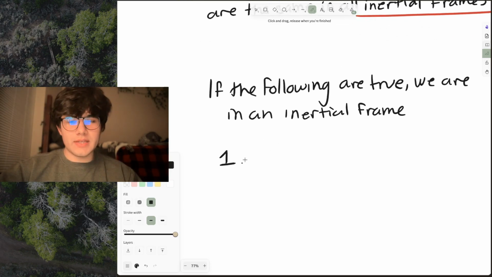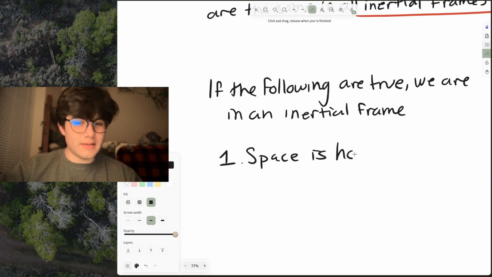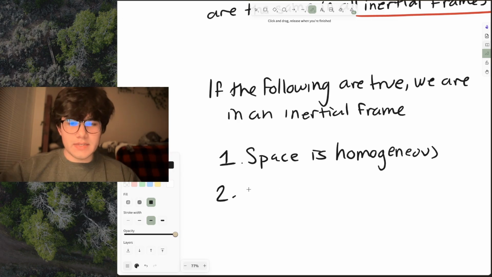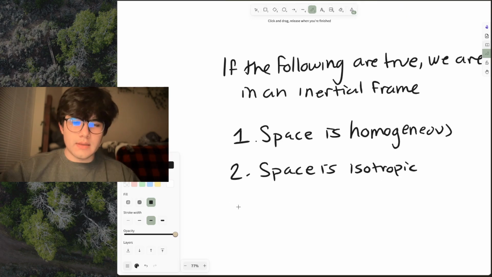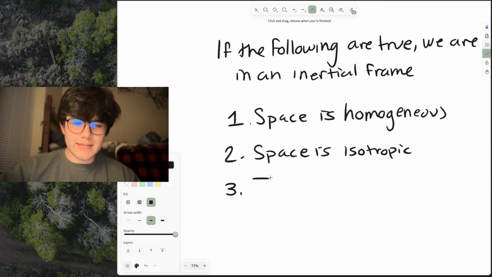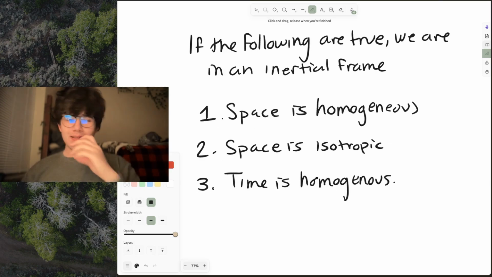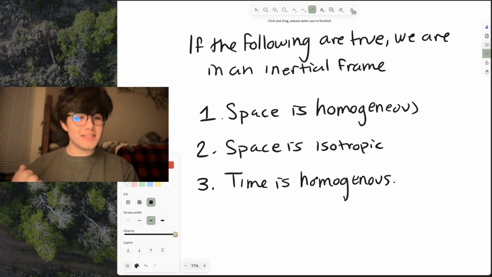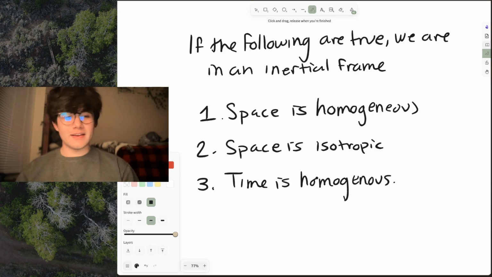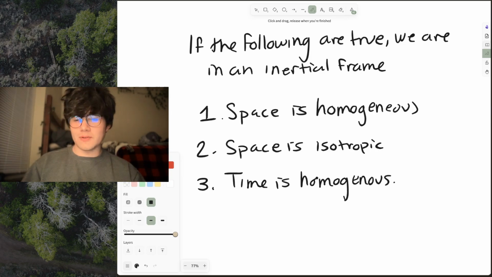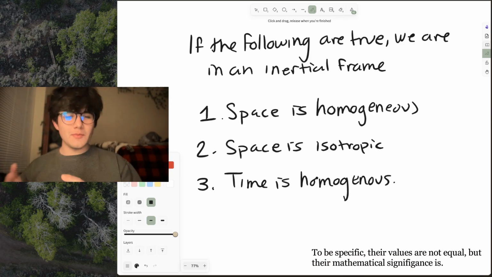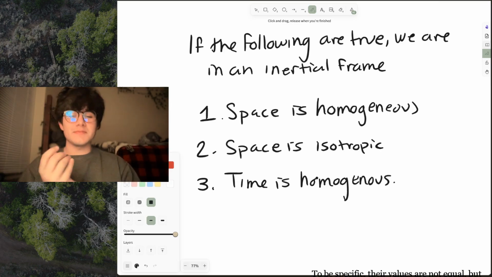The first condition is that space is homogeneous. I'll get to what that means. Secondly, we say that space is isotropic. And third, we say time is homogeneous. So first, let's define these terms. Homogeneous means that something consists of parts made of the same kind. And in the context of space and time, we're saying that all positions in space are equal, and similarly, all instants of time are equal.